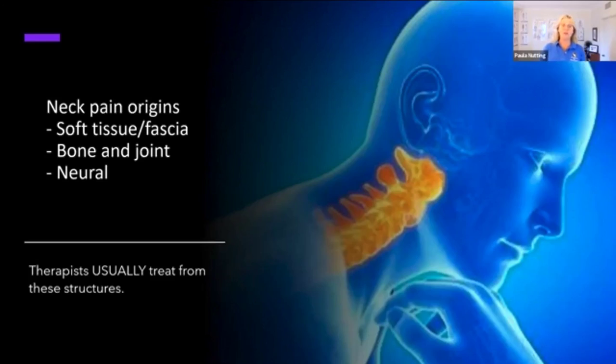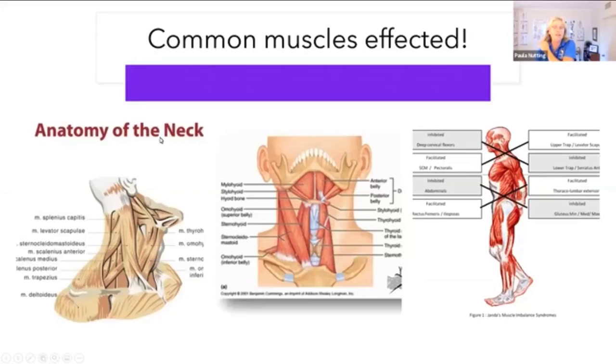We're going to then go into the bone and joint area, and then following it to neural. And these are the things that I find probably make the best changes to our clients. The common muscles, looking at our upper body, the anatomy of the neck.